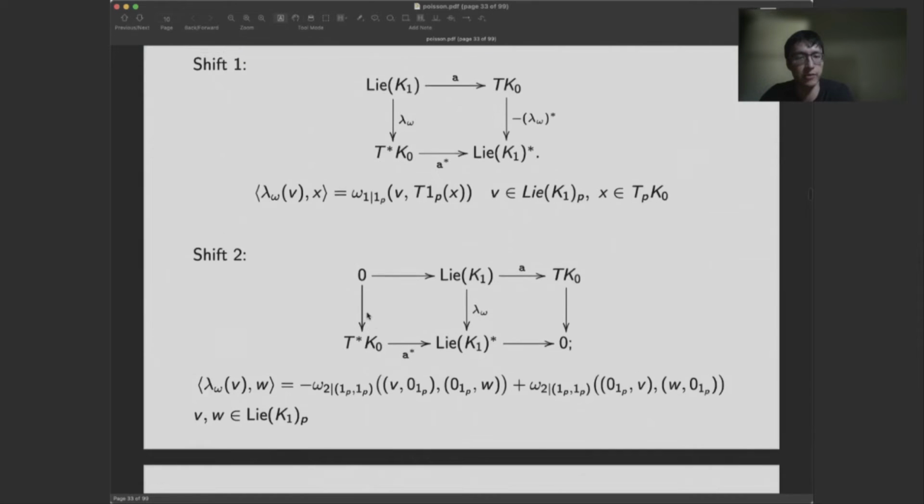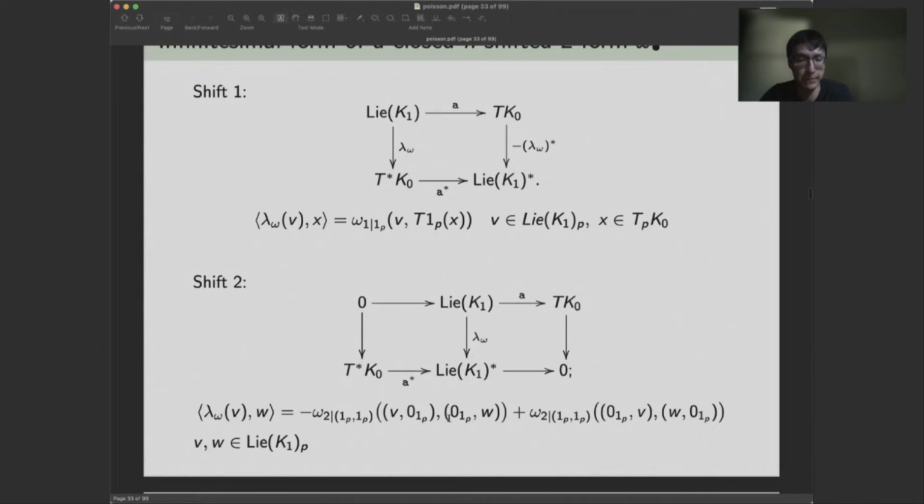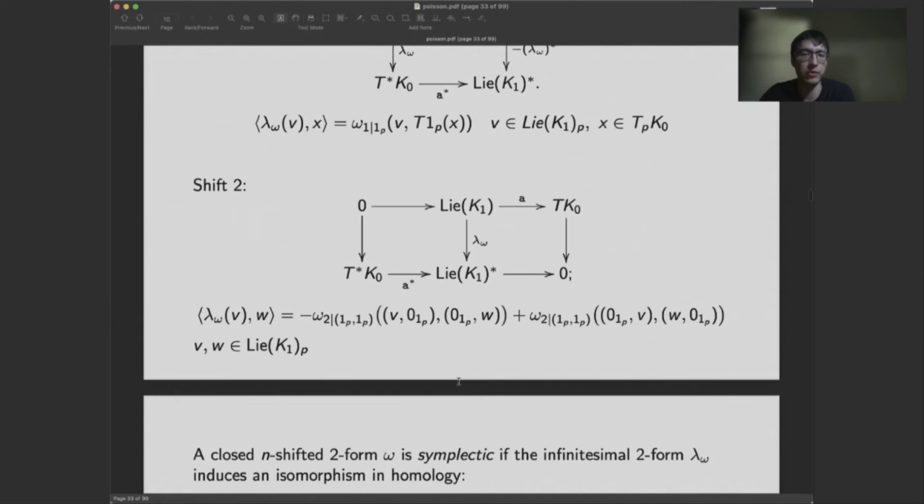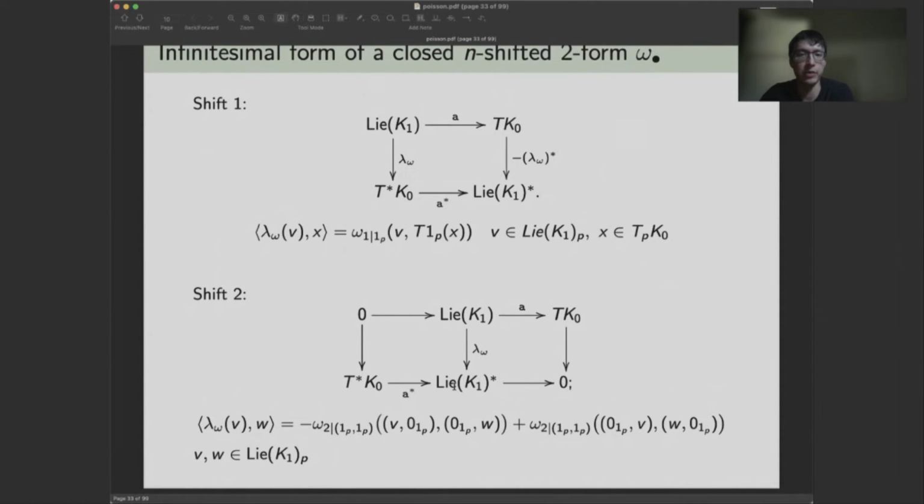And in shift two, what we have is this more complicated pairing. It turns out that these pairings can be seen as maps from this object, which is called the tangent complex of a Lie groupoid, to this other object, which is its dual. But in the first case, this dual is being shifted by one, and in the second case, this dual tangent complex is shifted by two. So this is what we have when we are given a closed N-shifted two-form.